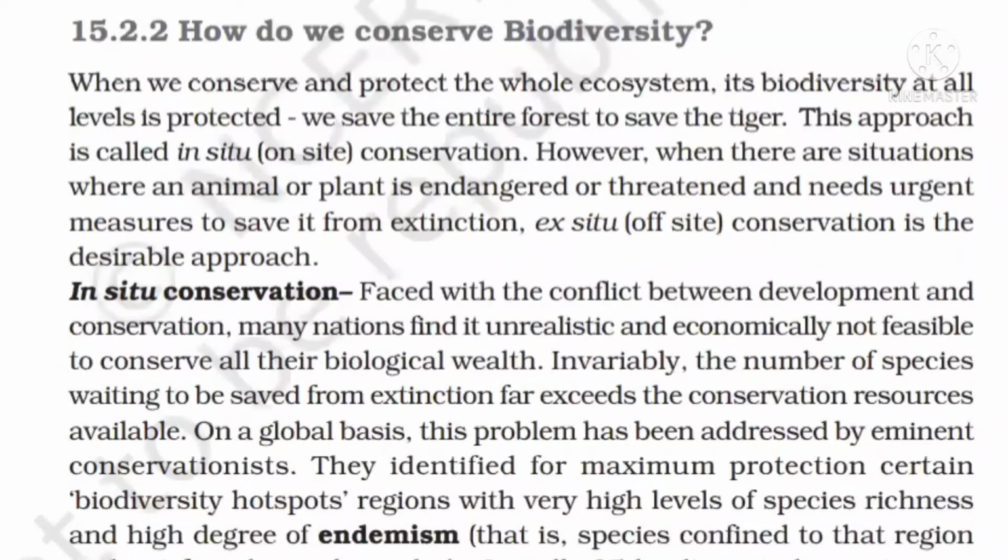Now see beta, how do we conserve diversity? When we have to conserve and protect the whole ecosystem, obviously biodiversity at all levels, whether it is genetic level or species level or community level, will be protected. We save the entire forest to save the tiger. And this approach is known as in situ approach. So in situ means on-site conservation. Is it clear? In situ means on-site conservation.